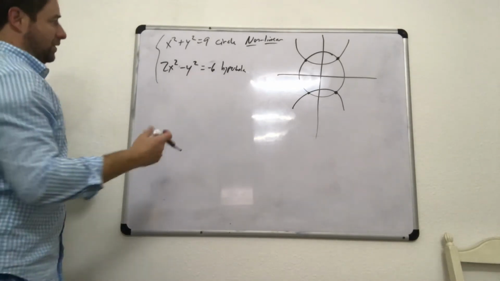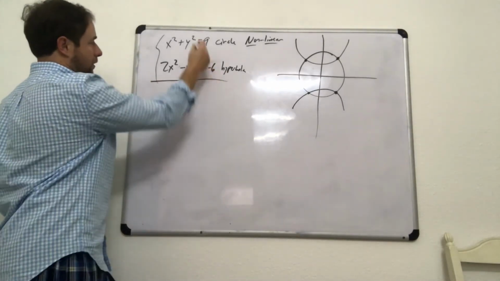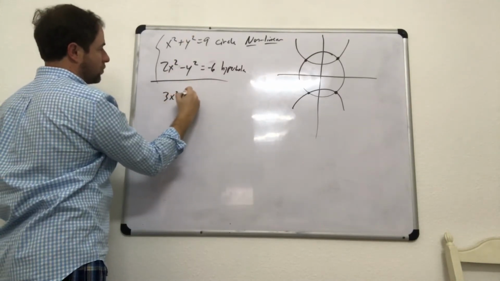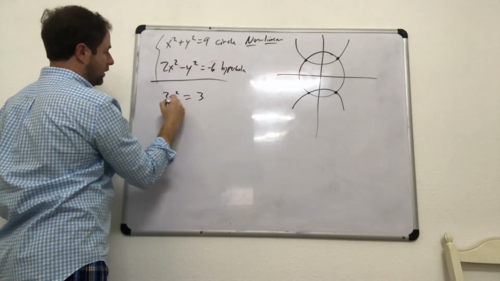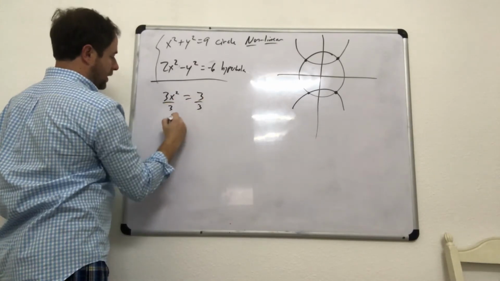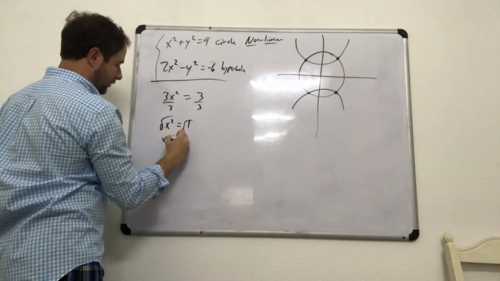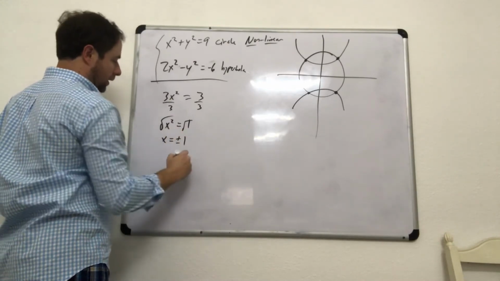And this actually is not going to be too bad at all because they're already lined up, ready for the y squared to eliminate. You get 3x squared equals 3. Divide by 3, divide by 3. X squared equals 1. Take the square root of both sides. X is positive or negative 1.